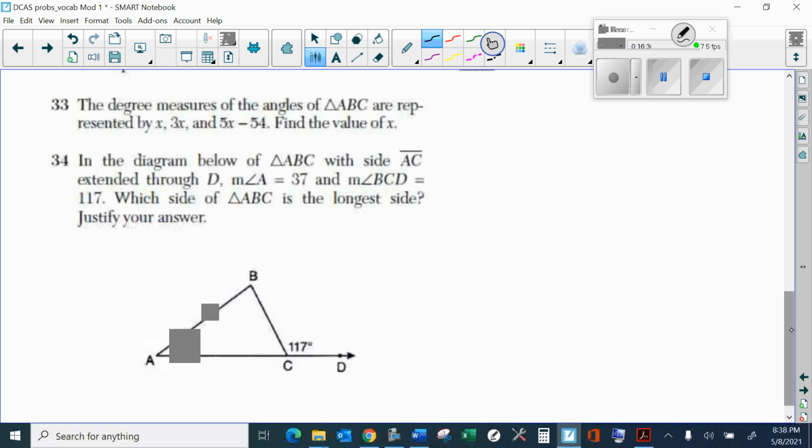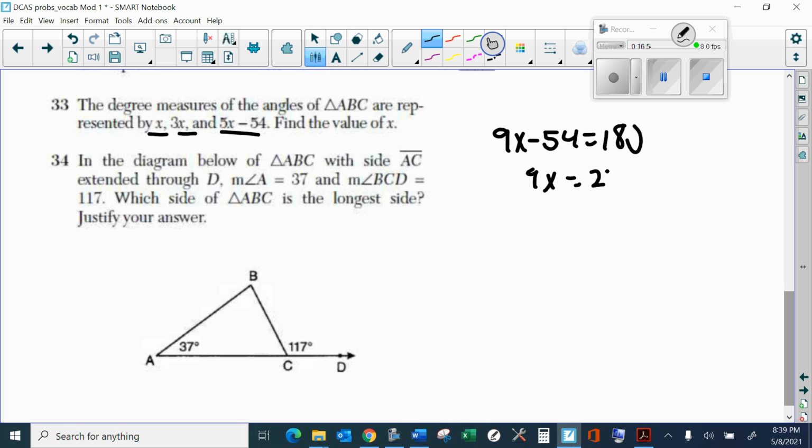The degree measures of angles A, B, C are represented by x, 3x, and 5x. Find the value of x. Well, we know all three angles add up to 180. So add them up, equal to 180. 9x minus 54 equals 180. 9x equals 234. Divide by 9 and you get 26. Basic right there.